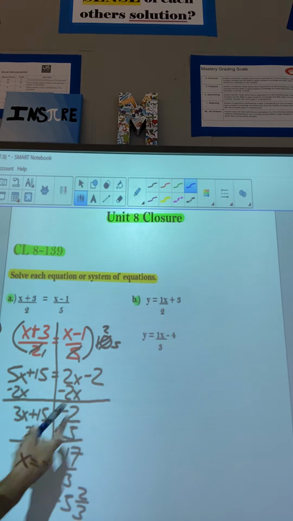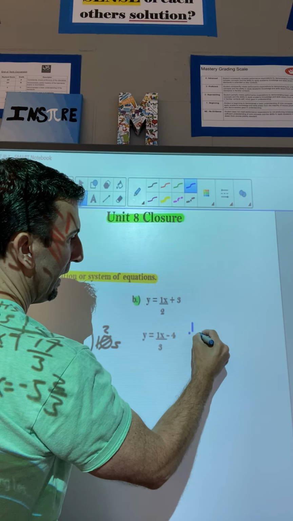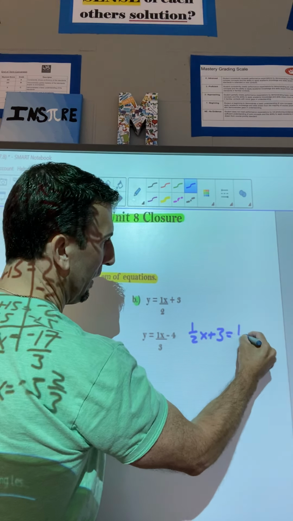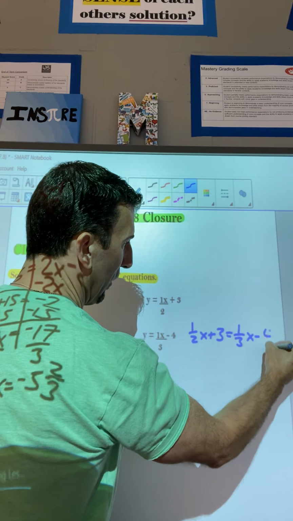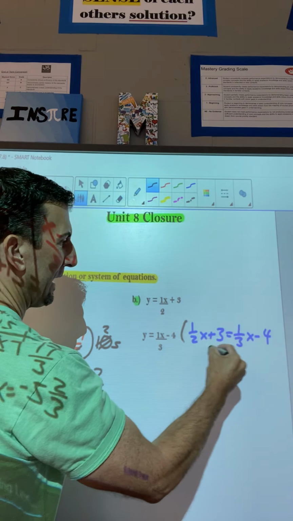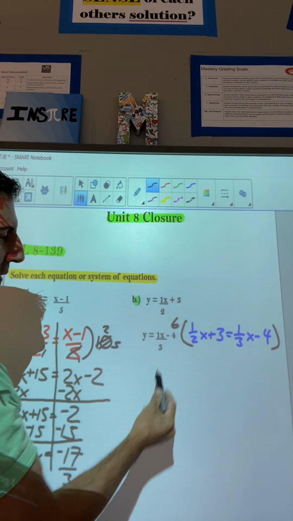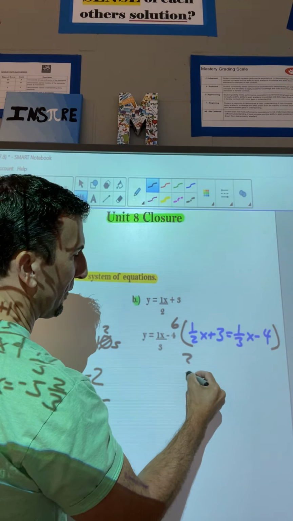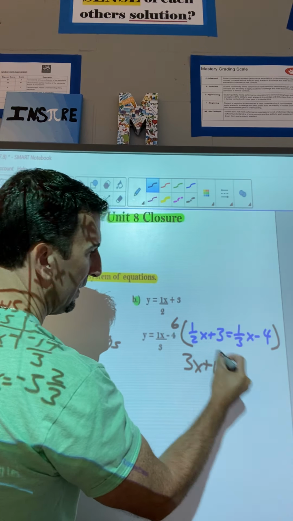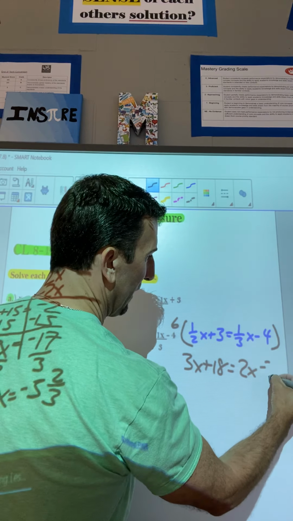So they both are set equal to y. So then I can do 1/2 x plus 3 equals 1/3 x minus 4. I'm going to bust these fractions by multiplying by 6. So 6 times this is 3x. 6 times there is 18. 6 times that is 2x. 6 times 4 is 24.